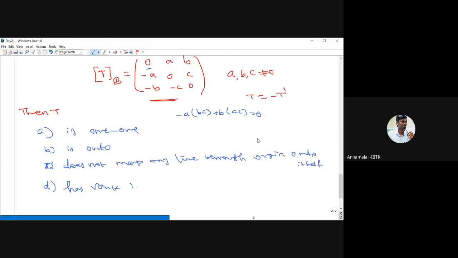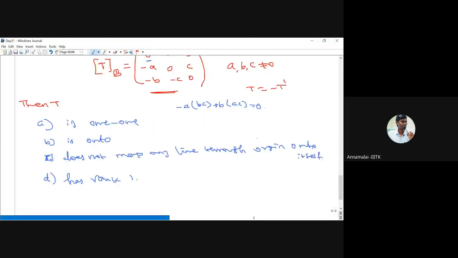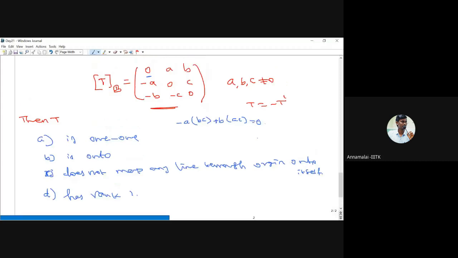So the determinant is 0, therefore rank is not equal to 3. Now, is rank 1? Rank 1 means all 2 by 2 submatrix determinants should be 0. Given the 3 by 3 matrix has determinant 0, rank cannot be 3. Next, if we take any 2 by 2 submatrix and all their determinants are 0, then rank is not equal to 2. But we can take this 2 by 2.